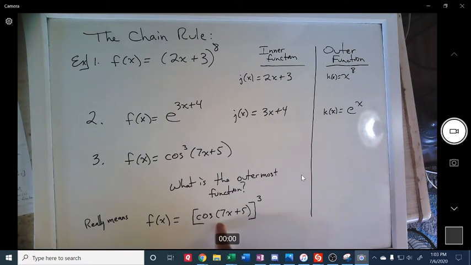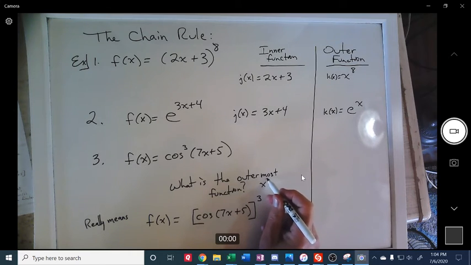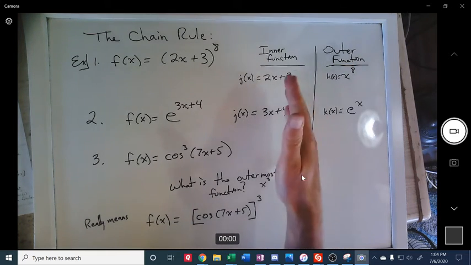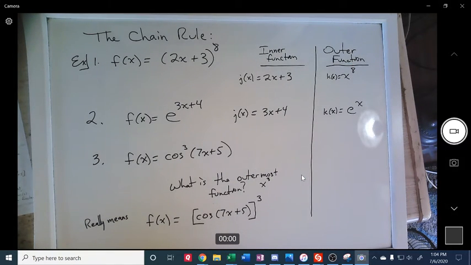But when it's seen this way, we can see the innermost function is 7x plus 5. The next innermost is cosine x. And then the outermost function is x to the third. So what's the outermost function? It's just cubing. And the ability to identify the outermost function will be actually more important than identifying inner and outer. We'll always be coming to the conclusion, what's the outermost function each time, and we'll use that as we take the derivatives.